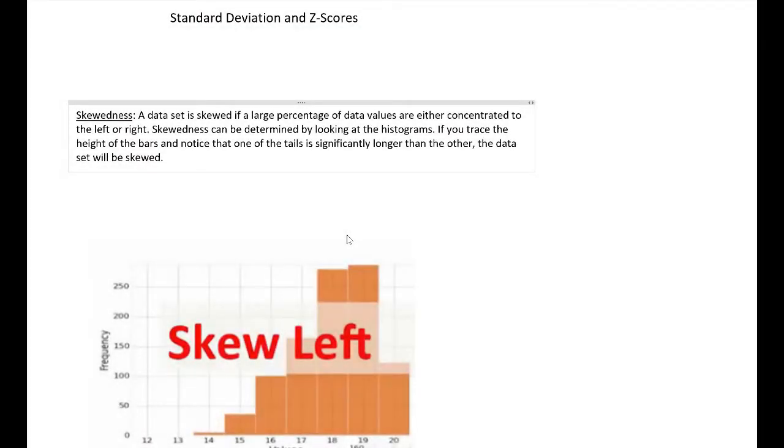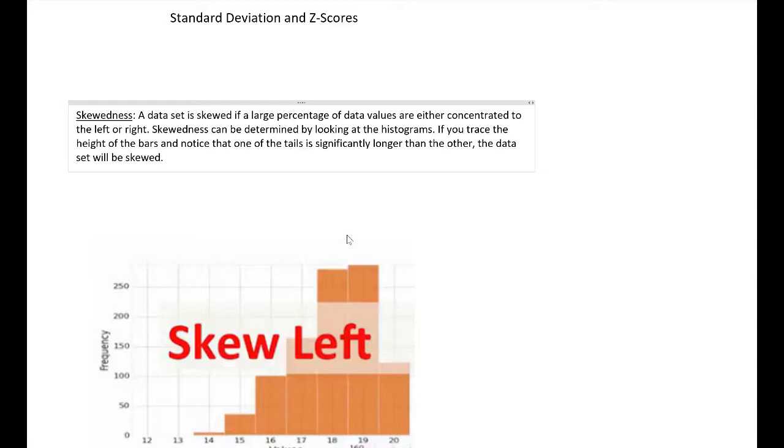All right, in this video, we're going to go over standard deviation and z-scores. But before we do that, I want to touch on the concept of skewedness of a data set. A data set is skewed if a large percentage of the data values are concentrated either to the left or to the right. Okay? So basically, to determine skewedness, you're going to look at histograms.